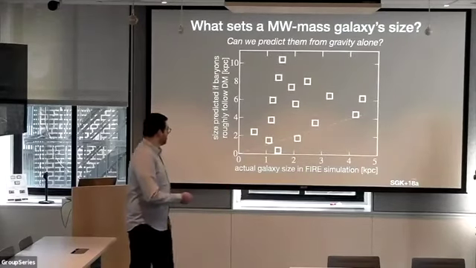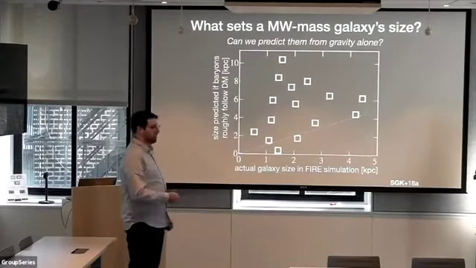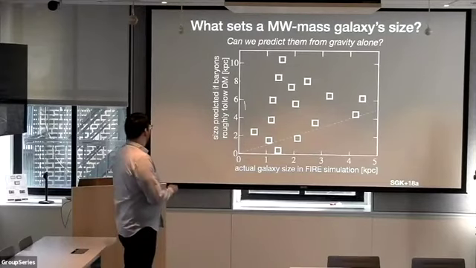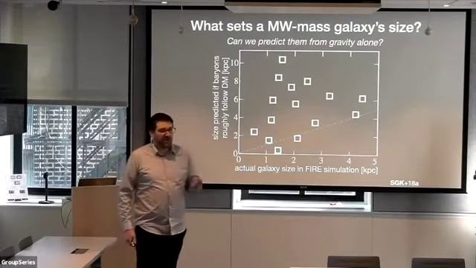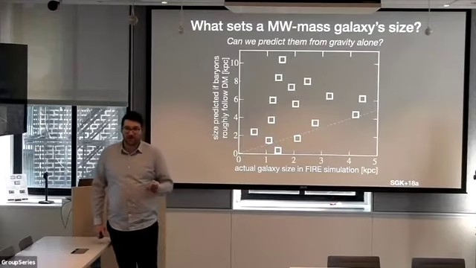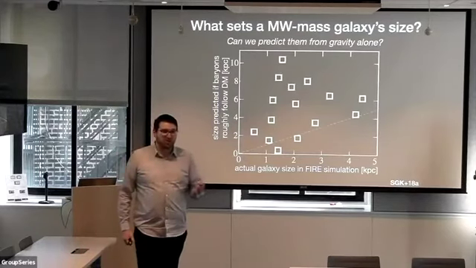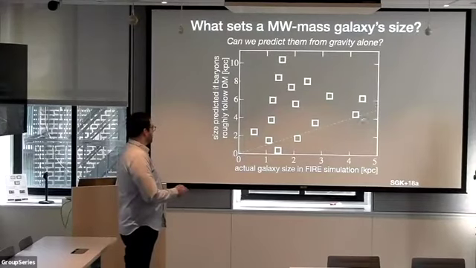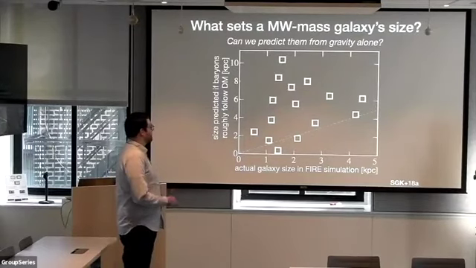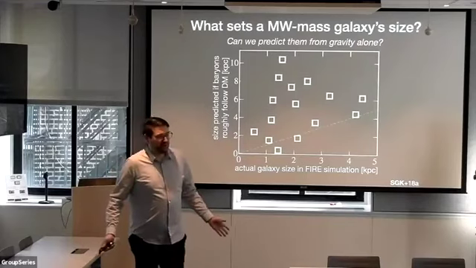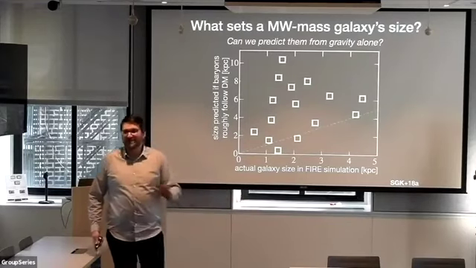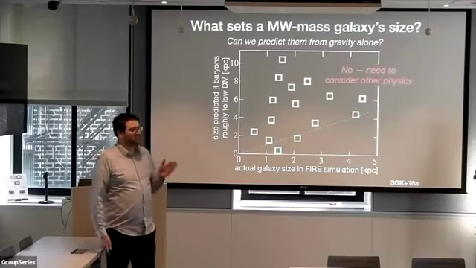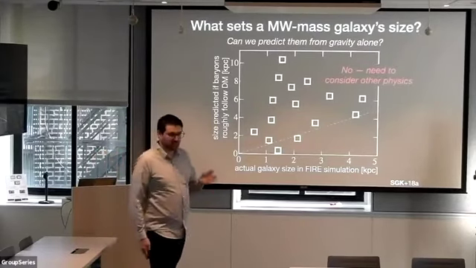This plot is showing you the actual size in the FIRE simulation of a galaxy on the x-axis. The y-axis shows you the size that you would predict if the baryons purely follow the dark matter. In other words, if gravity is the only process that really matters for galaxy formation. And what you can see, this dashed line is a one-to-one line. You can see that this just does a terrible job, right? You get the prediction completely wrong. So the answer is that no, gravity is not enough. You definitely need to consider other physics.